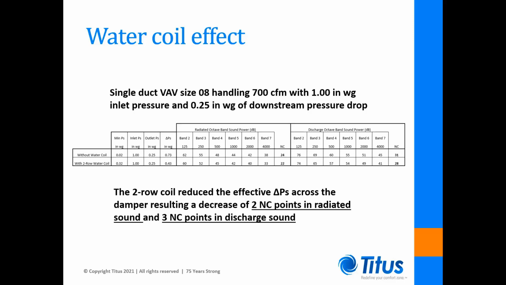Now, if we add a 2-row hot water coil, the minimum delta PS increases to 0.32 inches. This reduces the delta PS across the damper to 0.43 inches. This forces the damper to open wider for a given flow rate and reduces the damper noise. In this case, the radiated sound is reduced by 2 NC points and the discharge sound is reduced by 3 NC points.